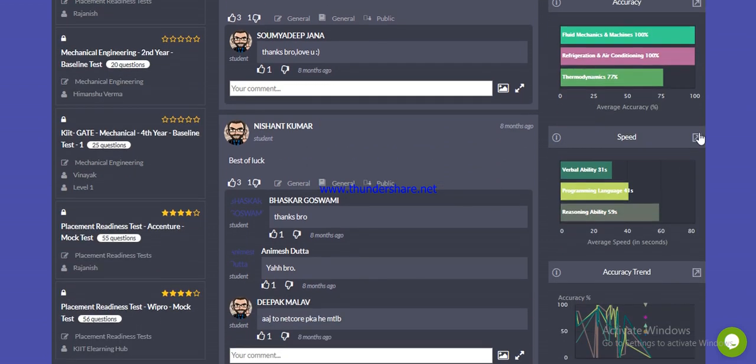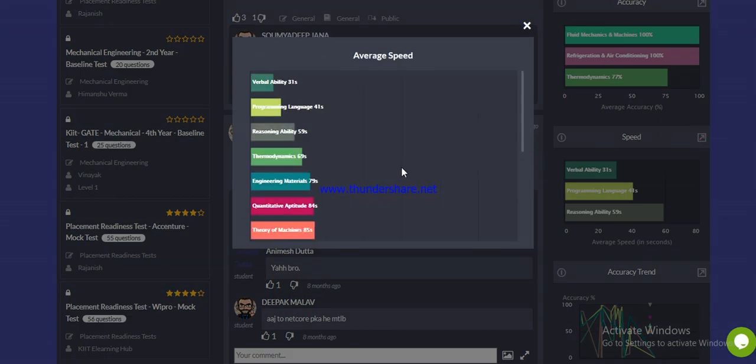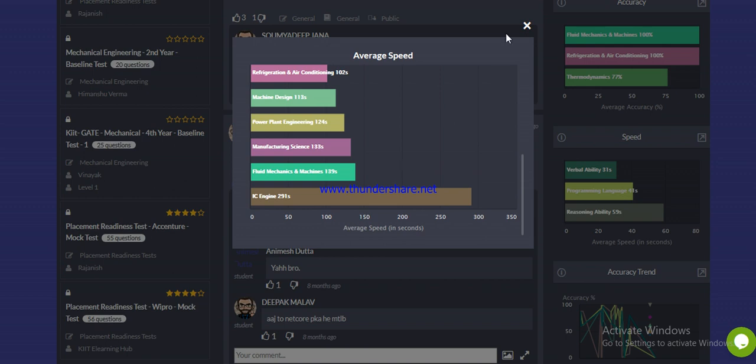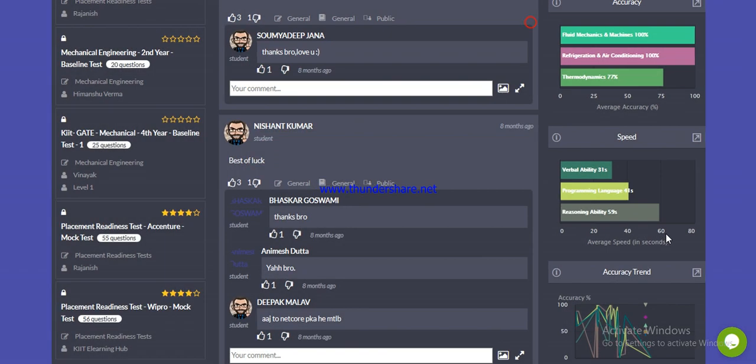Similarly, for speed analysis, as accuracy is not the only thing that matters in any competitive exam, speed matters a lot. So students also need to compare and find out how they are performing in terms of accuracy and what is the average speed on different subjects and respective topics.